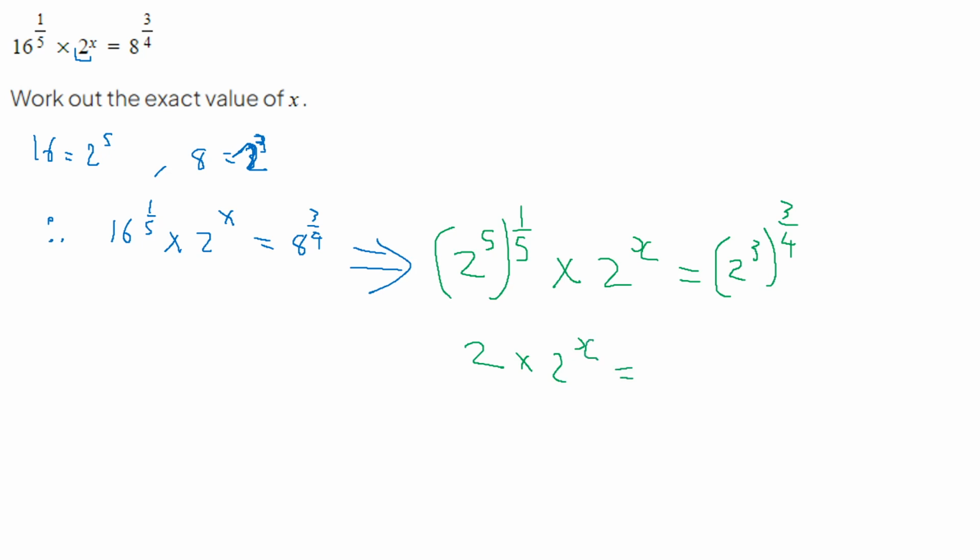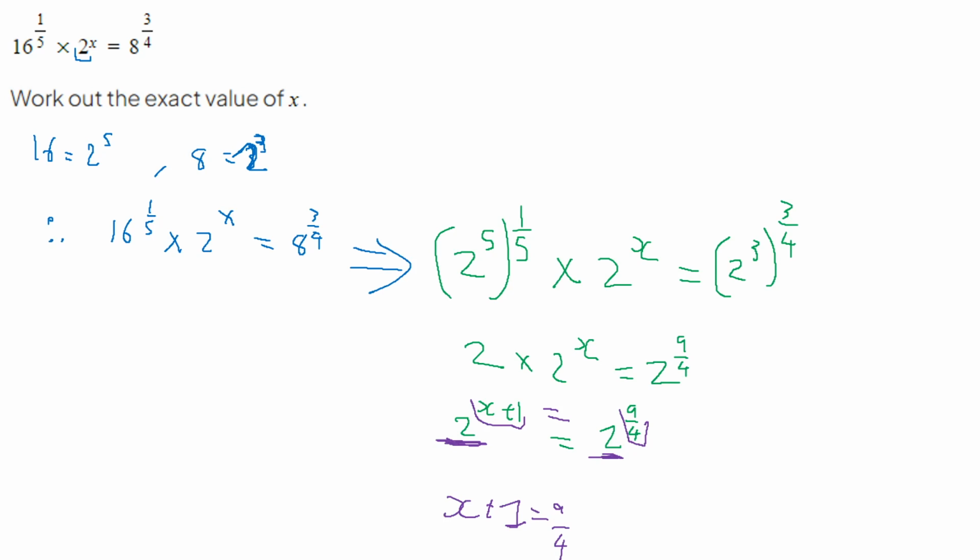And it's equal to 3 times 3, which is 2 to the power of 9 over 4. And finally, when we multiply, what do we get? We have to add the powers, don't we? So 2 to the x plus 1 is equal to 2 to the power of 9 over 4. And now, because our bases are the same, and this is important, because only when our bases are the same, this will be equal to this. So x plus 1 is equal to 9 over 4.